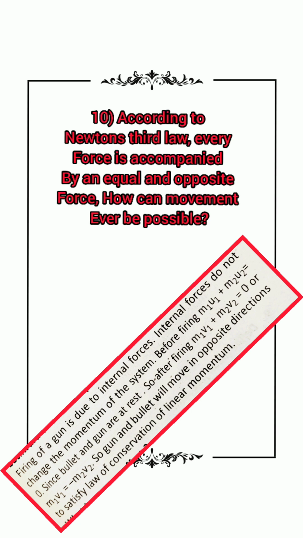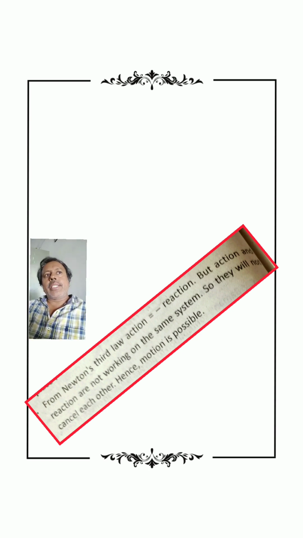10. According to Newton's third law, every force is accompanied by an equal and opposite force. How can movement ever be possible? A. From Newton's third law, action equals reaction. But action and reaction are not working on the same system, so they will not cancel each other. Hence motion is possible.